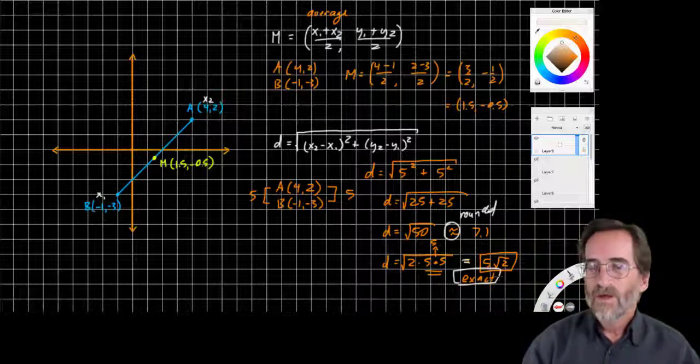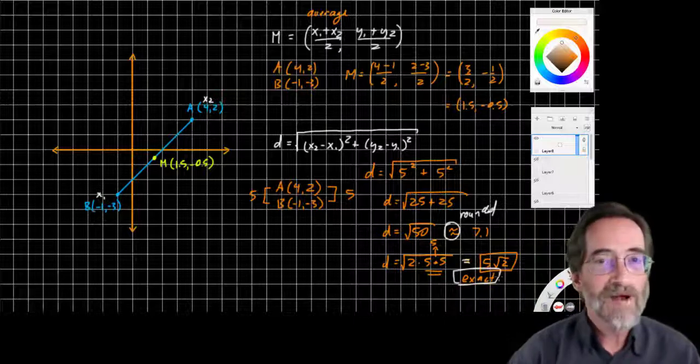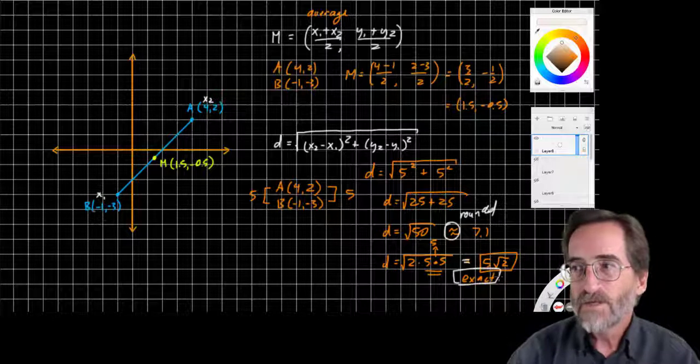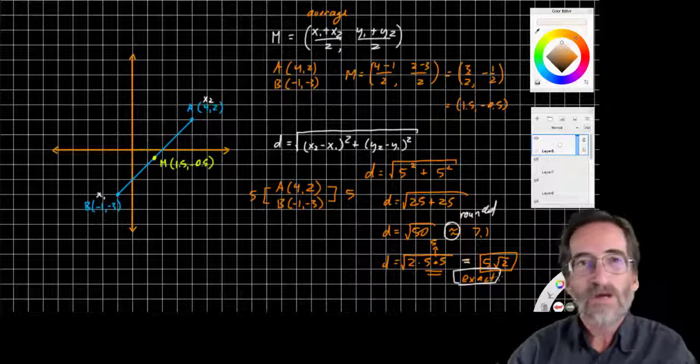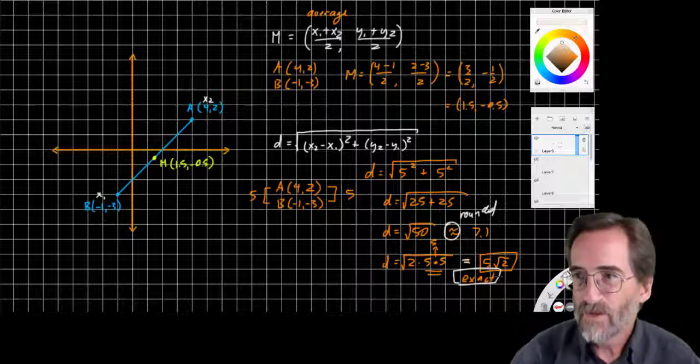So distance formula. Midpoint formula, average the x's, average the y's. Distance formula, how far apart are the x's? Square that. How far apart are the y's? Square that, add, square root. And hopefully that helps.